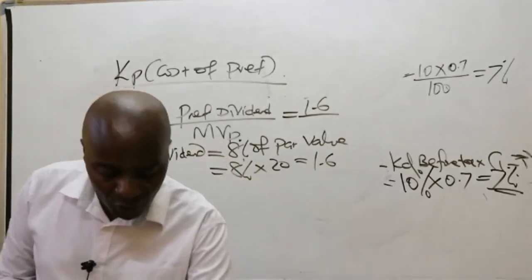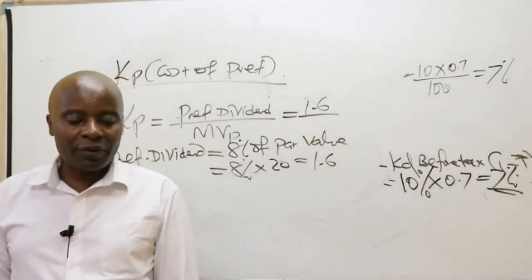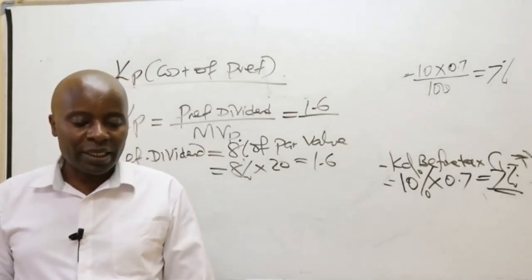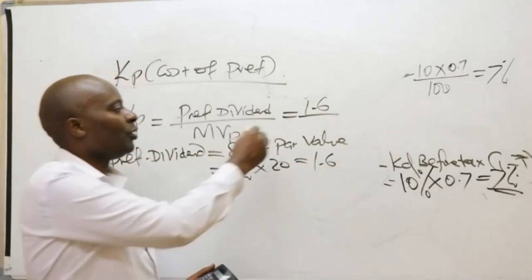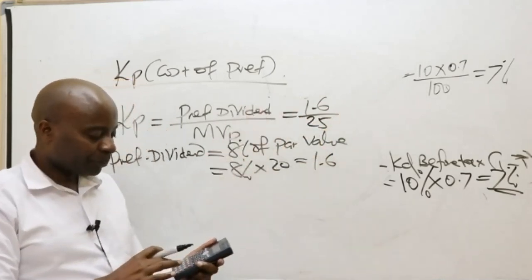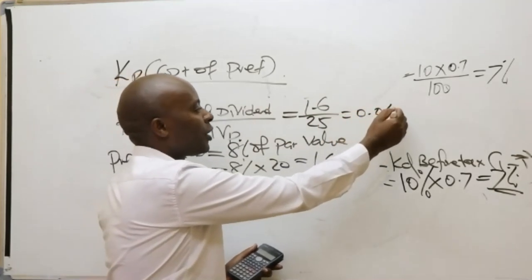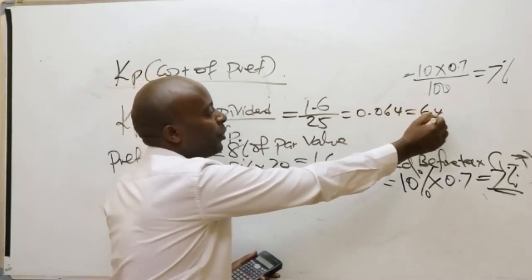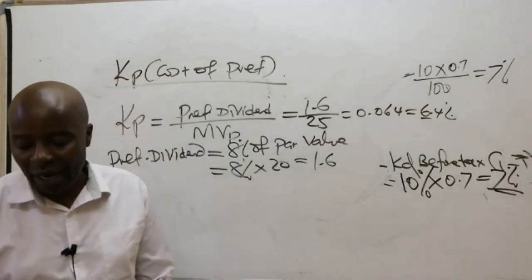The market value of a preference share has been given in note number 9, where they have told us the 8% redeemable preference shares are currently trading at 25 each. So divide by 25. Whatever we get, times 100. This will be 0.064 times 100, which is 6.4%.